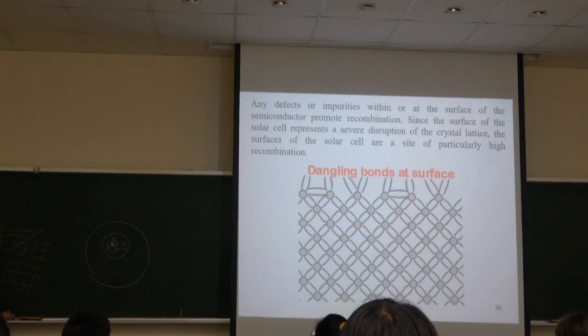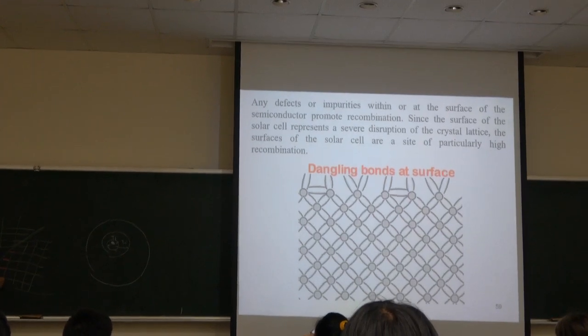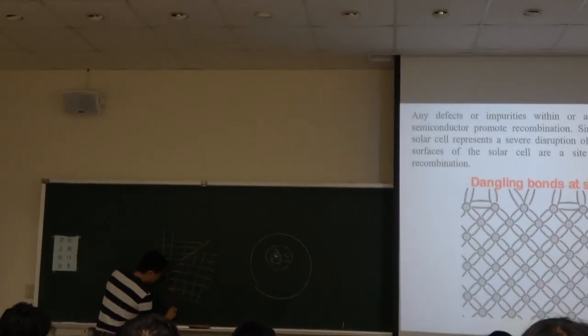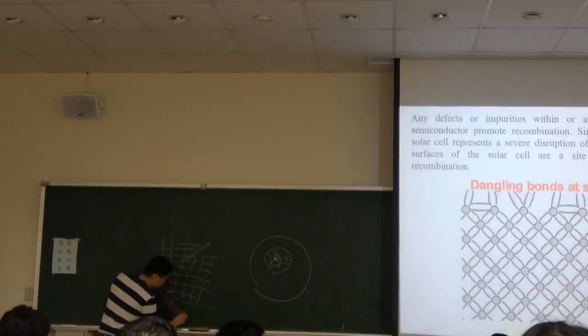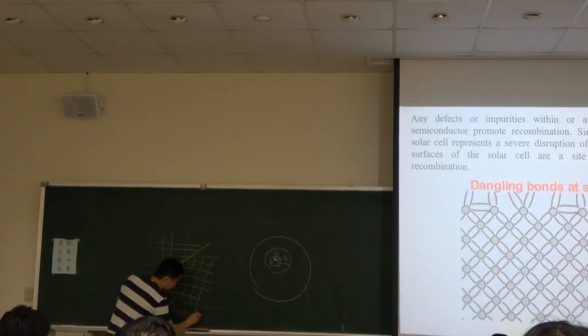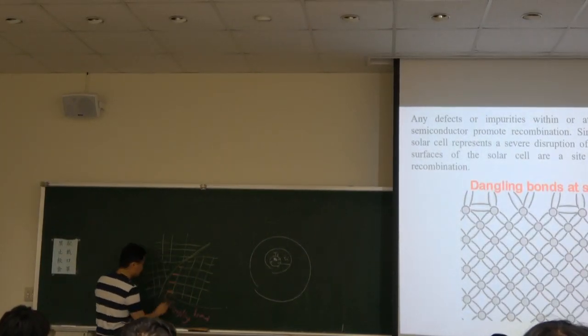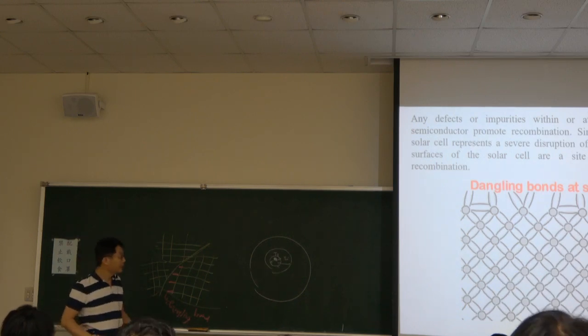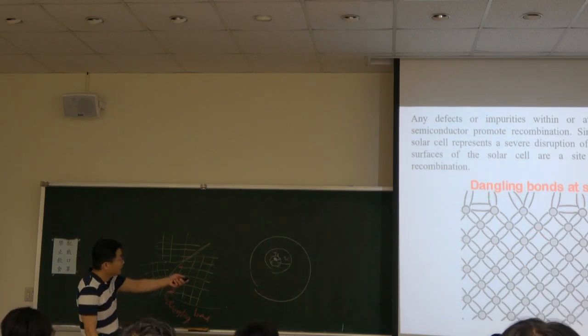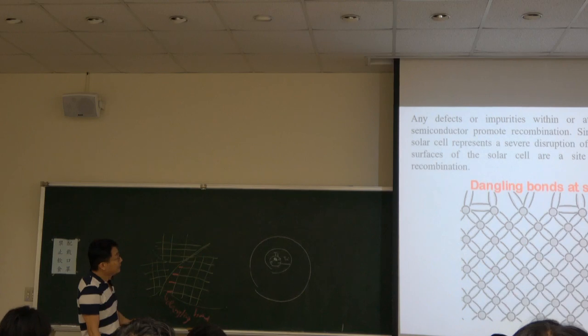For example, this bond, unbound. Dangling bond. This is unbound. And then this is on the surface. So this is particularly a recombination center.